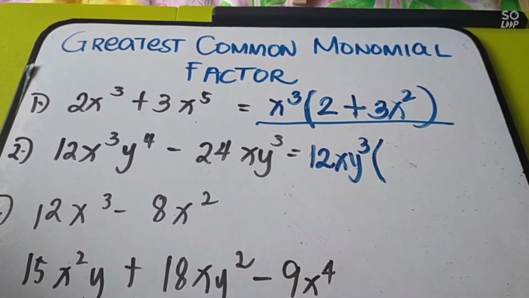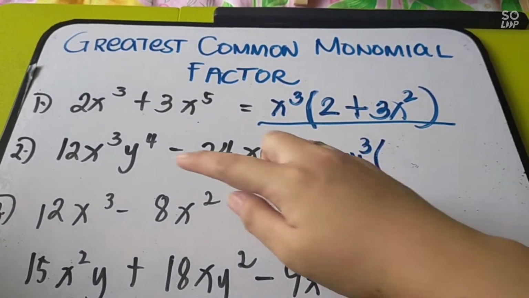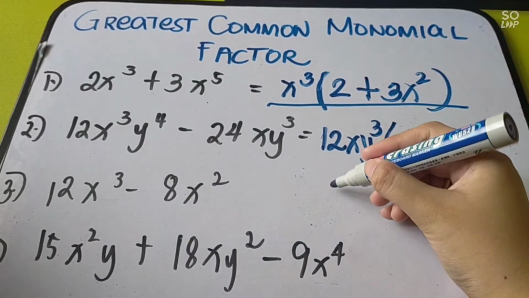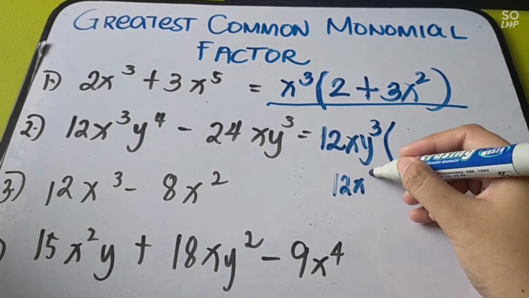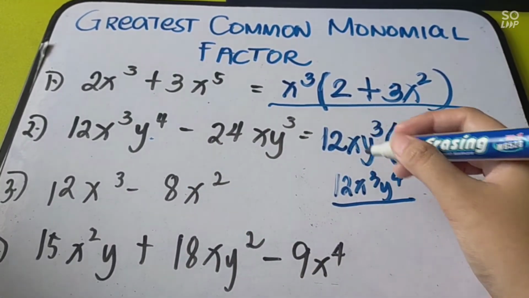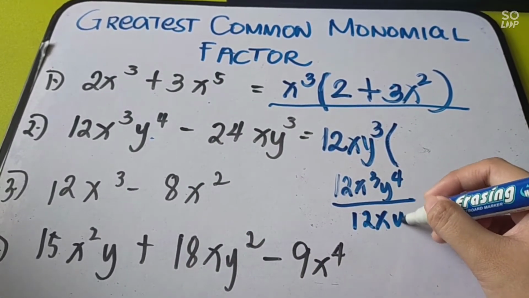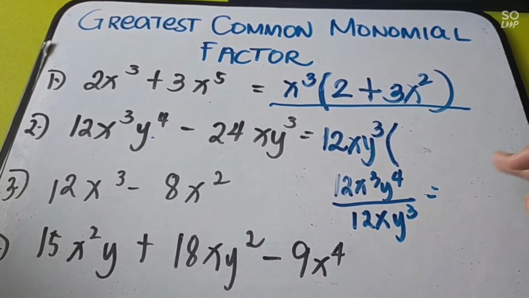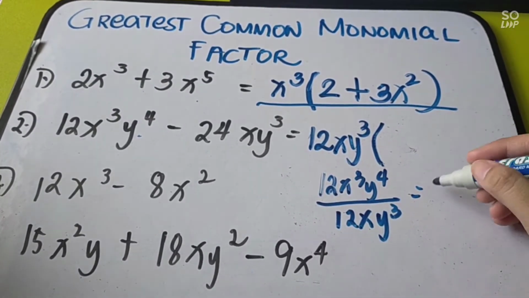So, open parenthesis tayo. We are going to divide this one na. Let us divide. We have 12x cubed y raised to 4. Ito yon yung given. Then, divide natin sa ating factor, which is 12xy cubed. So, for us to divide, 12 divided by 12, we have here 1.